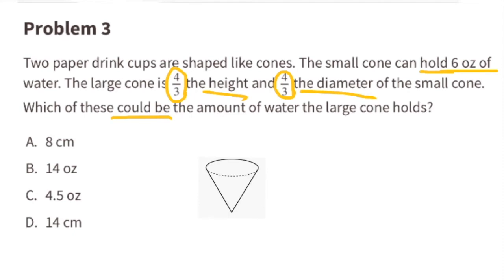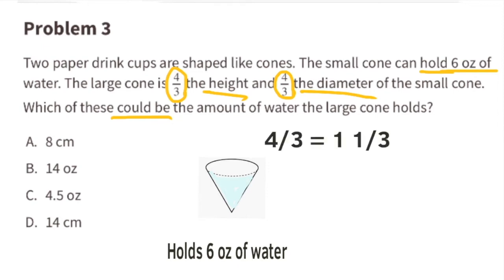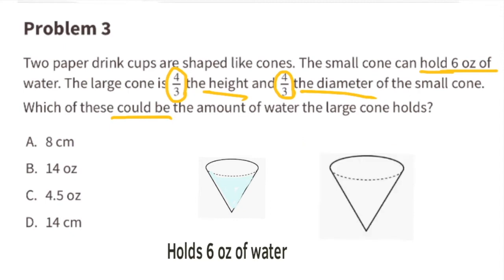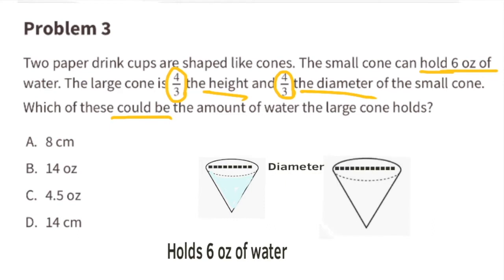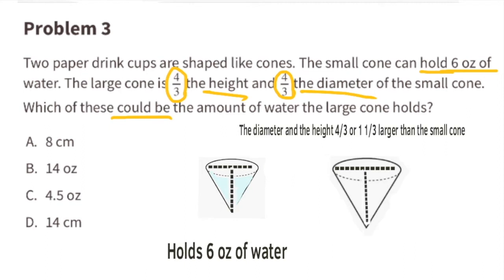We know that the small cone can hold 6 ounces of water. Both the height and the diameter of the large cone is 4/3, or 1 1/3, the height and diameter of the small cone. Here's a look at the small cone and the large cone. The diameter for both of these cones is unknown. We don't know the diameter, but we do know that the diameter of the larger cone is 4/3, or 1 1/3, that of the smaller cone.